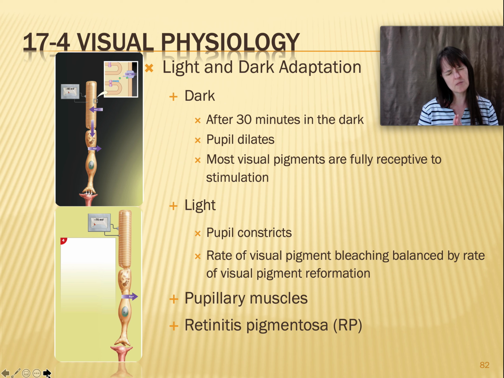Retinitis pigmentosa is a progressive disease where the visual pigments degrade, but we don't know why. That's what I've got off the top of my head. Double check that. Color vision. What do we interpret as the color white? All the cones and the rods together is white. Black is no photons. That's black. And color blindness.